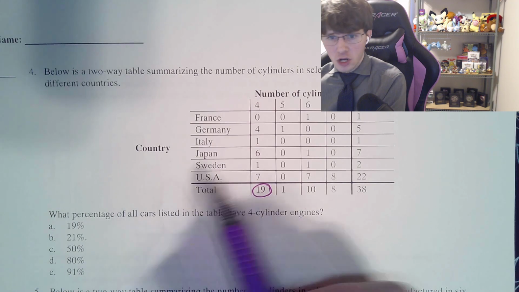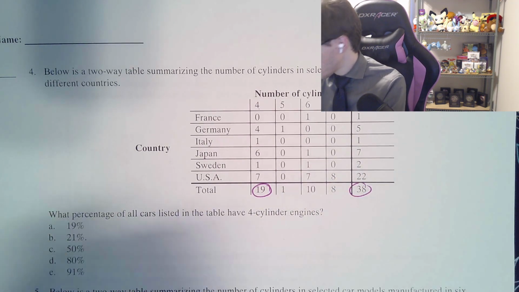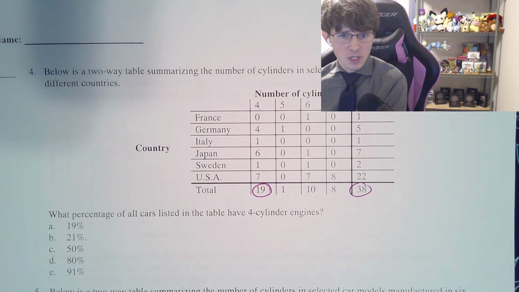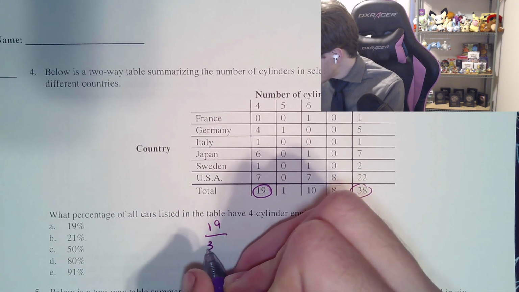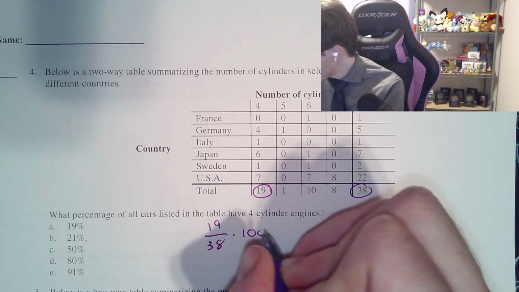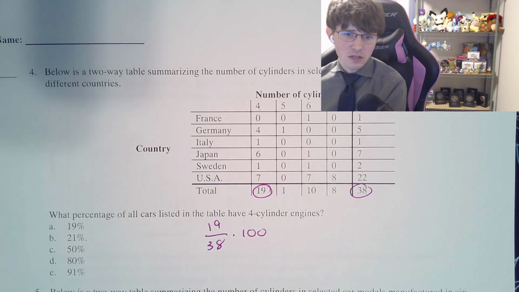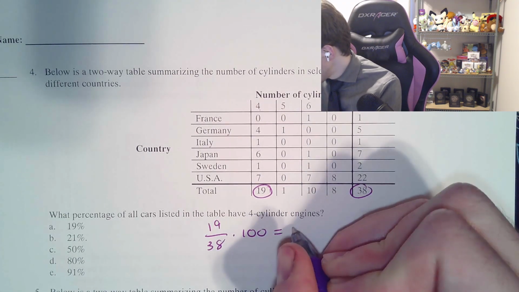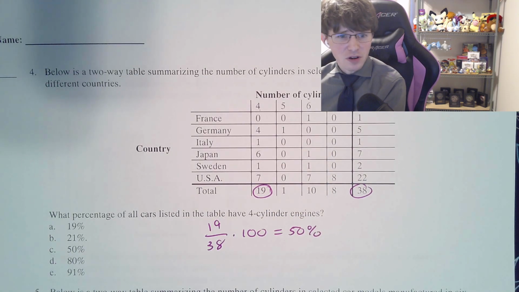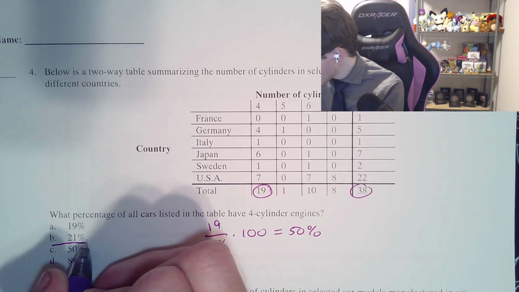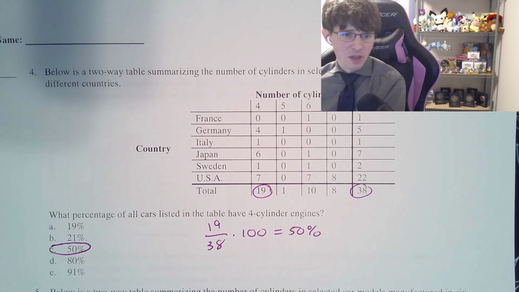But out of all cars, so the all cars is 38. Because we're looking for a percentage, we will have to multiply by 100. So we're going to be doing 19 divided by 38, multiplied by 100. I have faith in your ability to use a calculator. This is going to be 50%. However, if you need help with the calculator on this, there is absolutely no shame in asking for help during class, but that is what you're going to be typing into your calculator there.